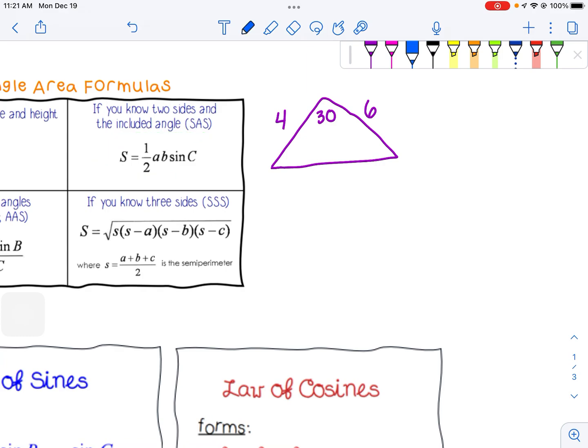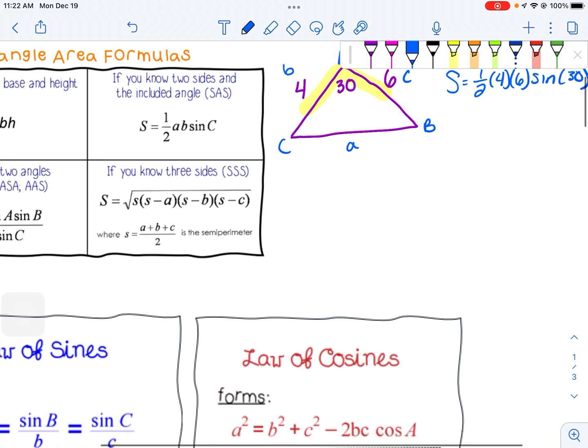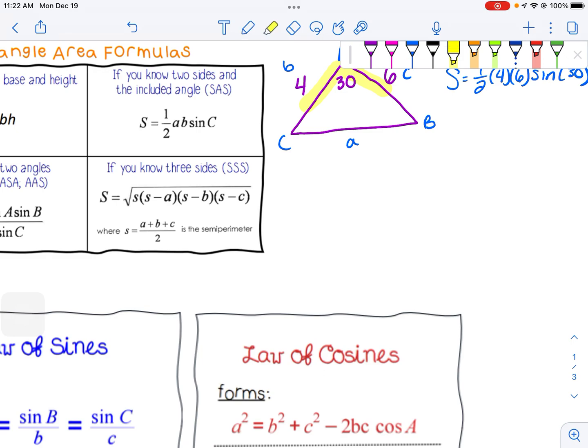Even if I said that this side was A, this side was B, and this side was C, technically this would be little a, little b, little c. They correspond across. But all that matters is that the angle is included in the two sides. And so you would set this up as the area would equal 1/2 times the two sides that are around that angle times the sine of that angle. And that would give you the area of the triangle.